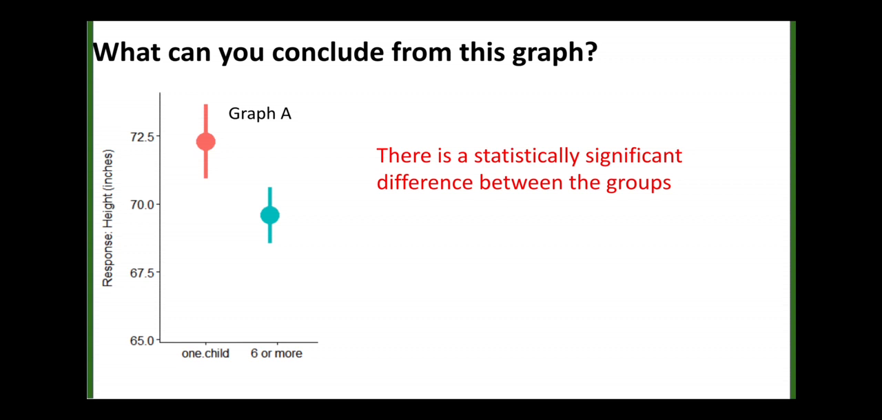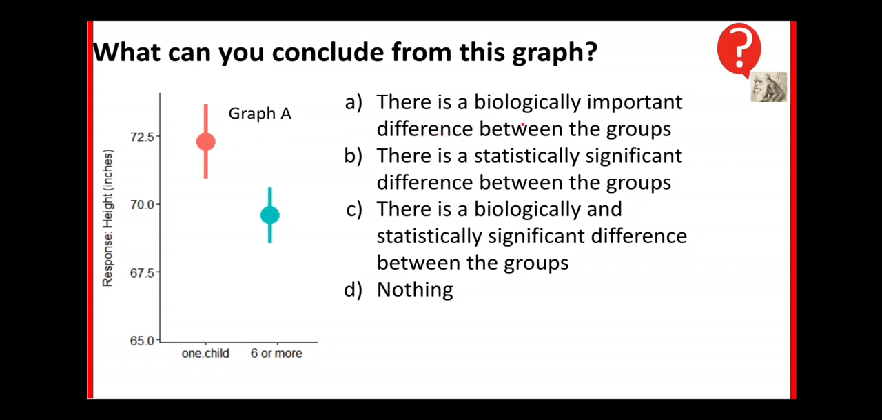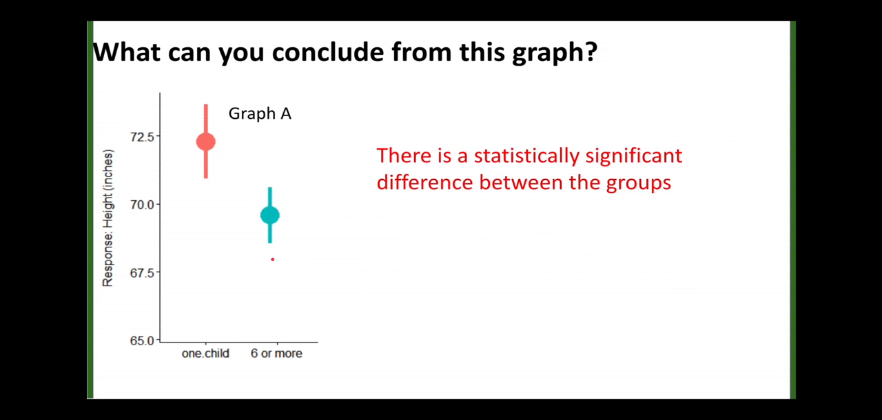So, we have two means here. The error bars do not touch. We can conclude that there is a statistically significant difference. There's an important mathematical difference between these groups. However, we can't conclude any of these other things. We don't know whether the difference is biologically important or biologically relevant. We just know there is a statistically significant difference between the groups.